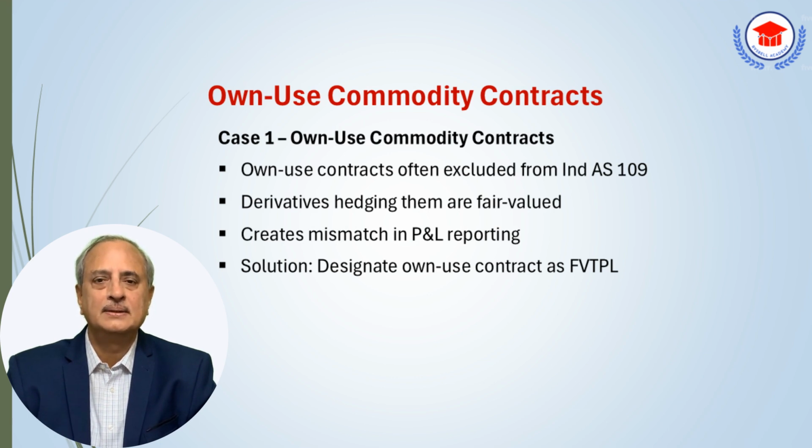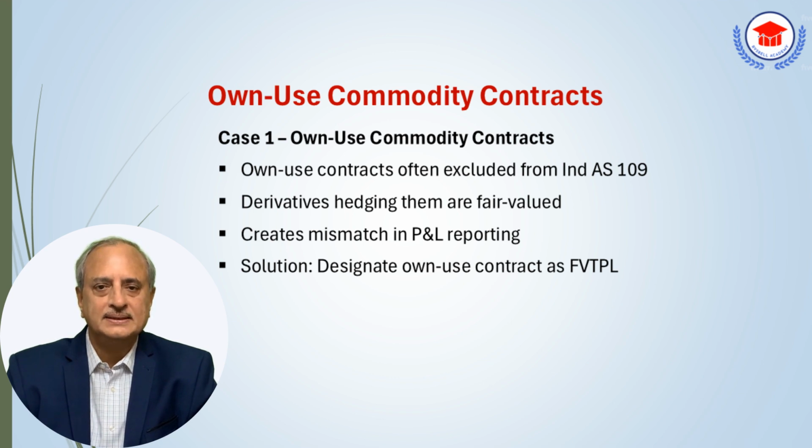These contracts, which deal with non-financial items like raw materials, are often excluded from the scope of Ind AS 109. But what if the entity uses a derivative contract to hedge the price risk of this commodity? Here's the problem. The derivative is fair valued and its fluctuations are recorded in the profit and loss account. Meanwhile, the value of the own use contract isn't accounted for under Ind AS 109. This creates a mismatch in the financial statements.